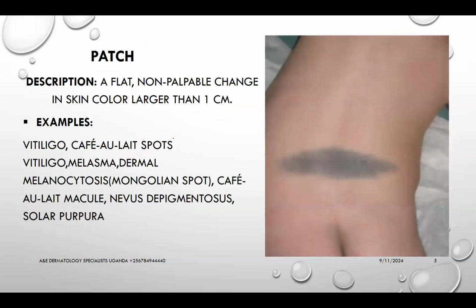Then a patch is just a bigger macule, still very flat and non-palpable, and this one only changes in diameter. If it's more than 1 centimeter in diameter, it becomes a patch. We see this in vitiligo, where we get hypopigmented patches, or in what we call cafe au lait macules seen in neurofibromatosis. Even melasma gives hyperpigmented patches on the face, and dermal melanocytosis, or what we call the Mongolian spot. This one is very common. I think everyone has seen this, and this is the patch that we are talking about there.